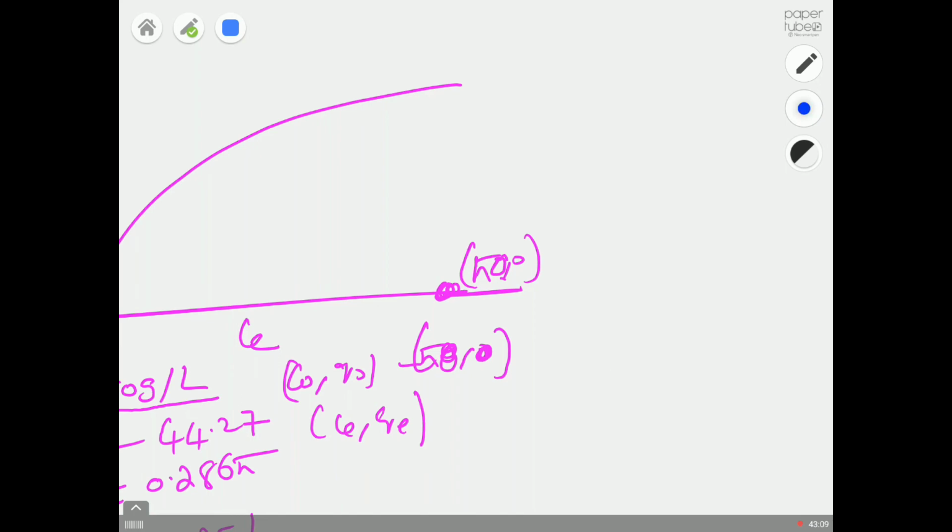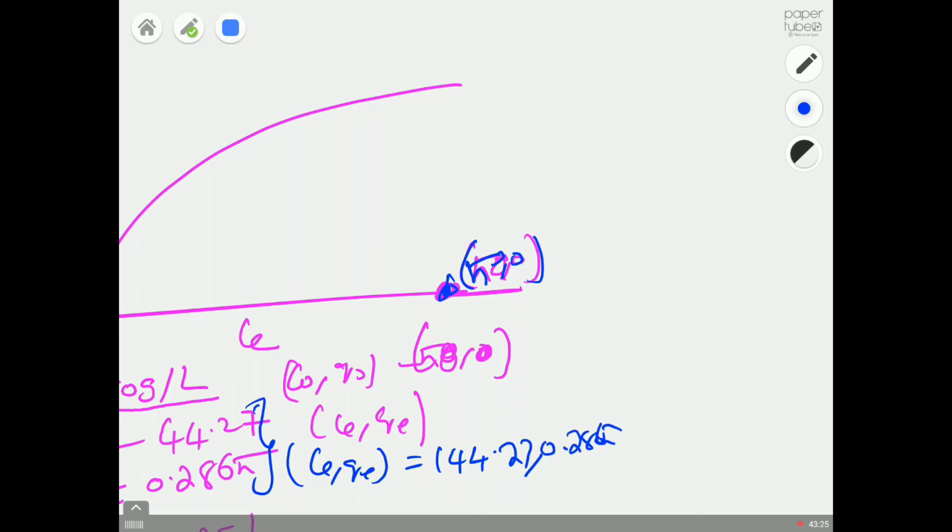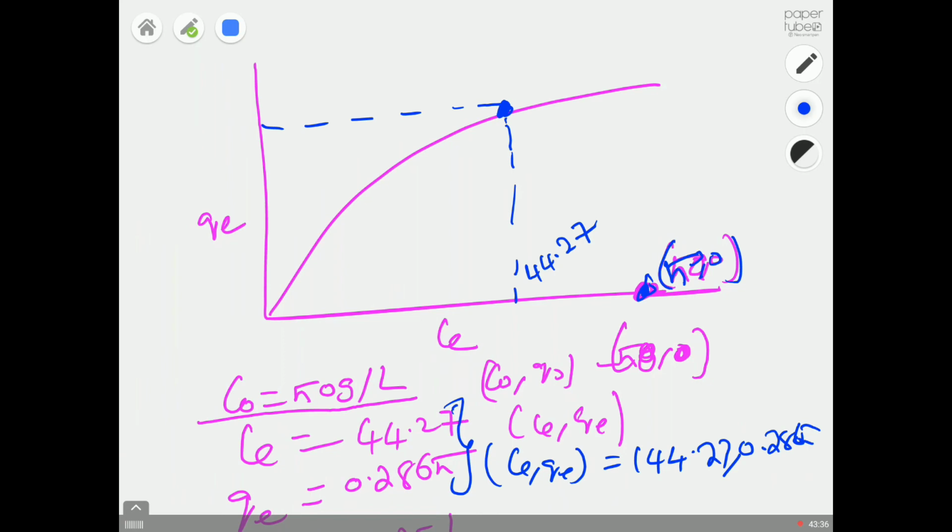Follow the blue line. This point is 50 comma 0, and then we can add what we already have: CE comma QE, which is equal to 44.27 comma 0.2865. Let's say the point lies somewhere around here. So CE is 44.27 and QE is somewhere around, say, this value, 0.2865.